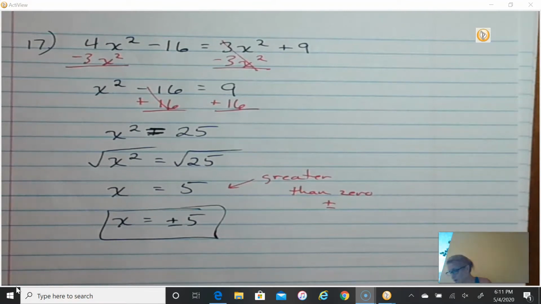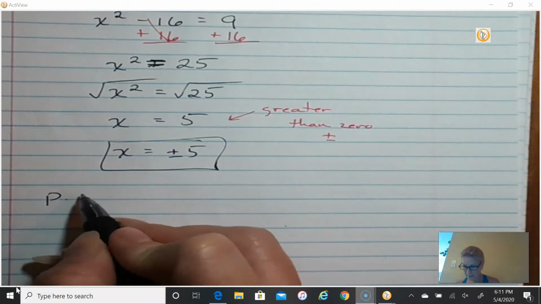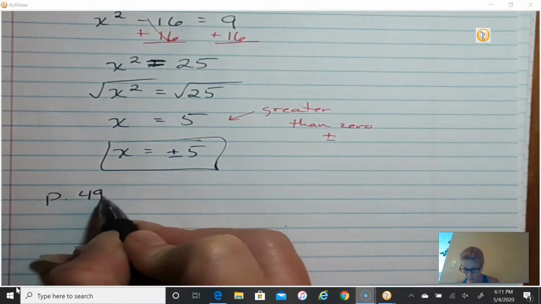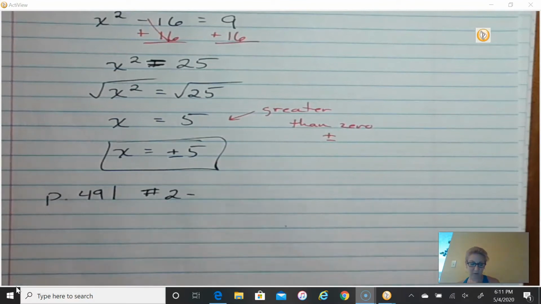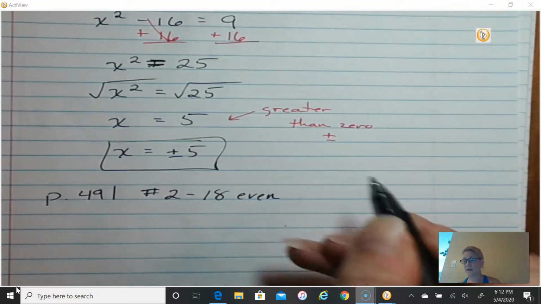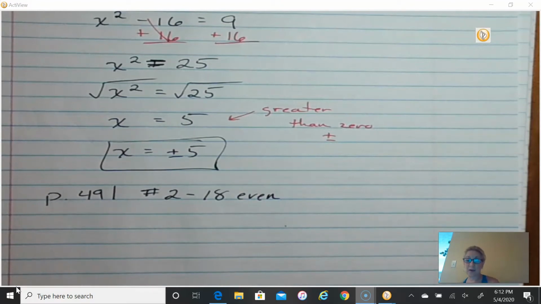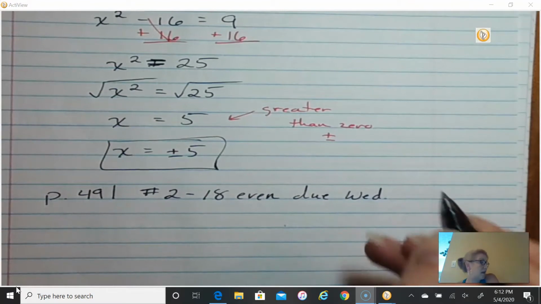Okay, so for homework, I think y'all probably saw the pattern there and have caught on fairly well. On page 491, you're going to be doing numbers 2 through 18 even. That's 9 problems. I think you can handle it. It is due Wednesday.